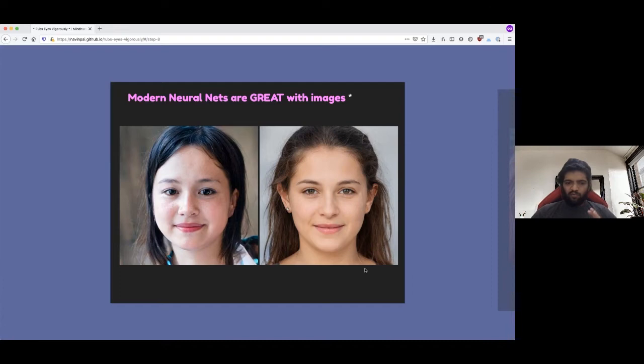Now, in your mind, I would want each of you to just go and figure out which one you think is generated by the neural net and which is an actual human being. Left or right? We can look at left as A and the right as B. So have it in your mind, whichever your answer is.